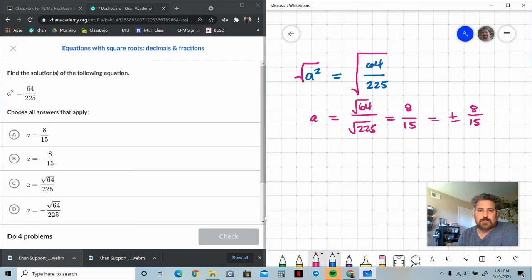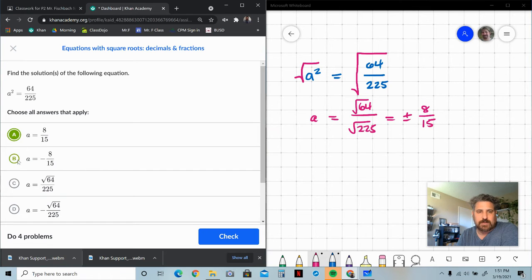All right, so let me just write that in right here. So basically, you're going to get positive or negative 8/15. Now in the choices here, it says choose all that apply. So you have a, which is 8/15, that works. Negative 8/15 works as well. If you had the square root of 64 over 225, that would not work because that would be 8 over 225. These aren't going to work. If you had the square root on top and bottom, it would work, but you don't have it here. So that's it. Those are the answers that work.